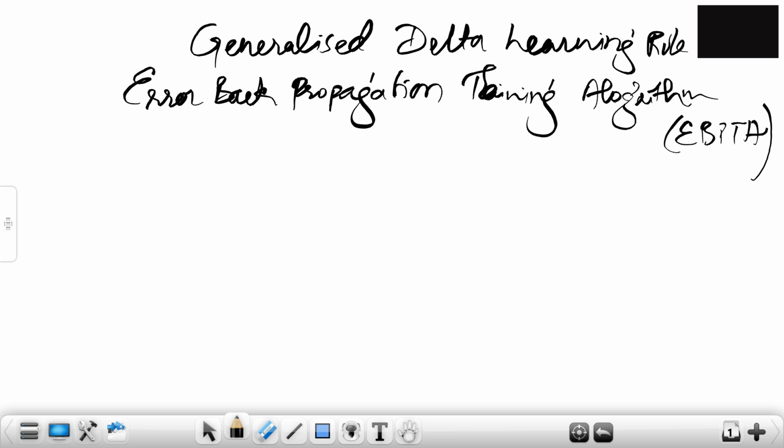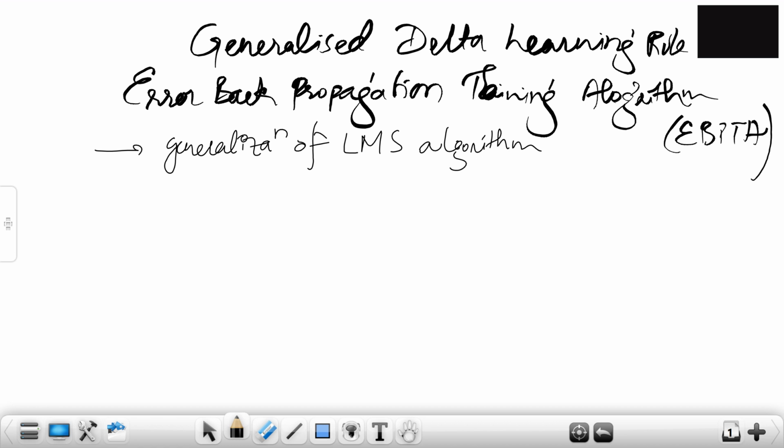Now, a few pointers before I start with the whole derivation part. This algorithm is a generalization of LMS, that is the least mean square algorithm. That's the first point. In the least mean square algorithm, it modifies network weights to minimize the mean squared error.